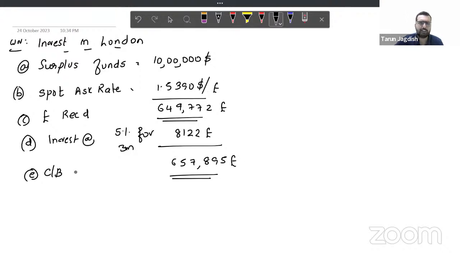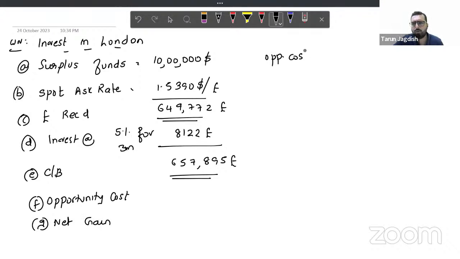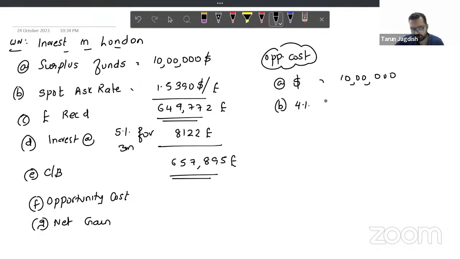All right. So once you get this number, now what I will do is I will reduce the opportunity cost that I would have got, and I'll find out the net gain over here. So I'll do the opportunity cost separately over here, friends. Now, how much is the dollar that is available with me? 10 lakh. On this, my opportunity cost is how much percentage? 4% for 3 months. That is another $10,000. That is for 3 months.